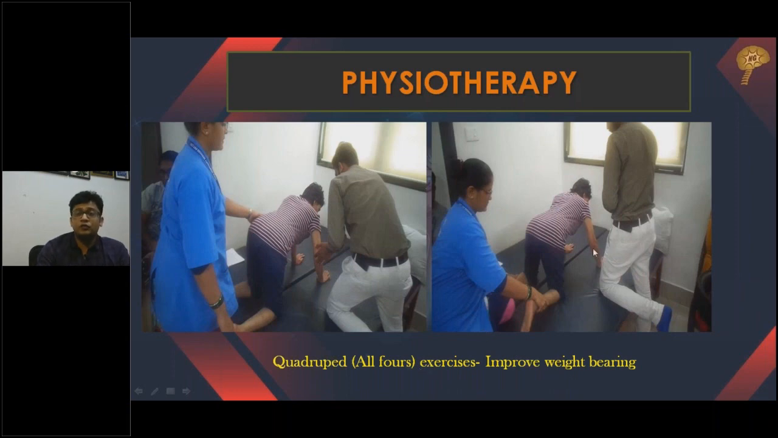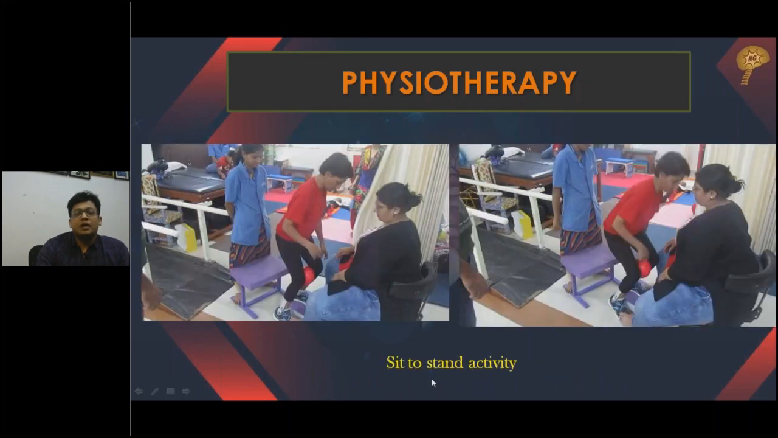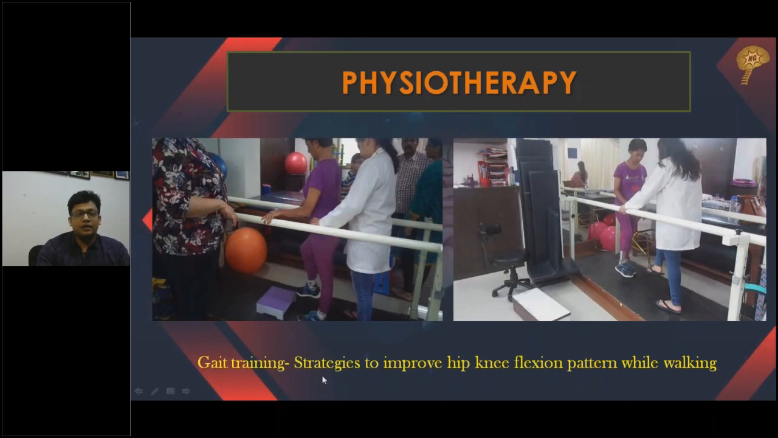So we have to weight bear on the affected side. Kneel walking exercises improve the hip knee flexion pattern while walking. This is a sit to stand activity. You can give gait training inside a parallel bar. You can see a hip knee flexion pattern is generated using a stepper.